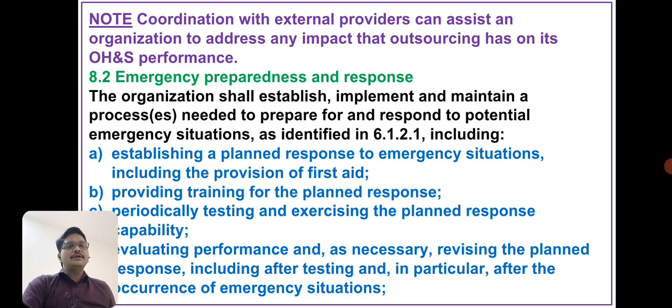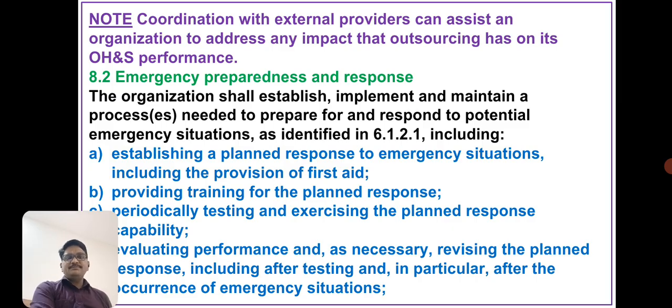Now, next is 8.2, that is emergency preparedness and response. This is a very important clause in ISO 45001. The organization shall establish, implement and maintain a process needed to prepare for and respond to the potential emergency situations as identified in 6.1.2.1. This includes establishing a planned response to emergency situations, including the provision of first aid, providing training for the planned response, and periodically testing and exercising the planned response.